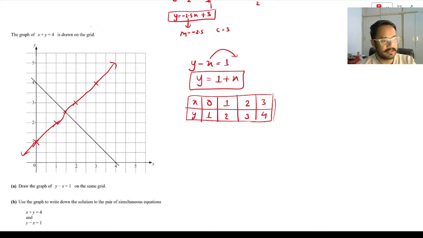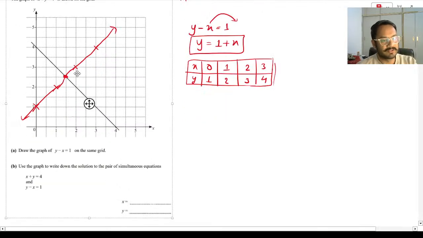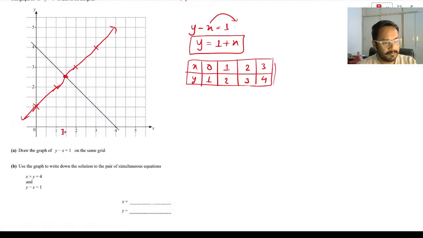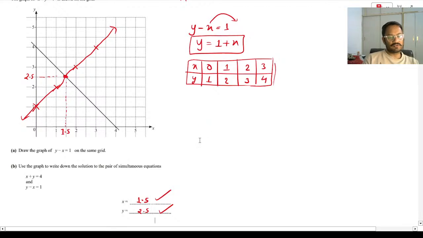So you got the coordinate, and where the two lines are cutting each other, the value of x here is 1.5 and this will be equal to 2.5, right? So the value of x here is 1.5 and the value of y here is 2.5. I hope you got the answer. Okay children, so this is easy, right?